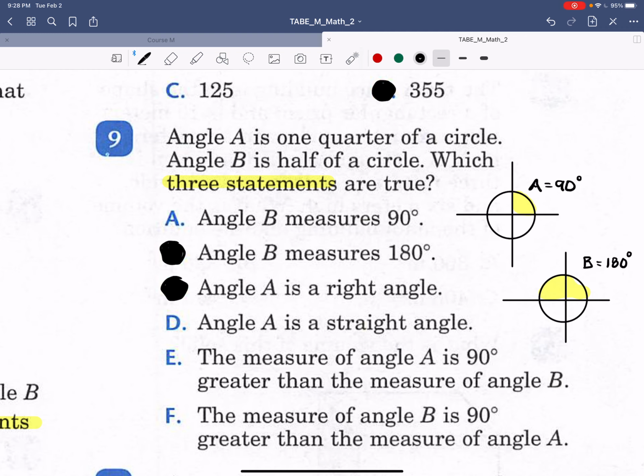That is not true. The measure of angle A is 90 degrees greater than the measure of angle B. No, it's the other way around. The measure of angle B is 90 degrees greater than the measure of angle A. So for number 9, I want to go with B, C, and F.